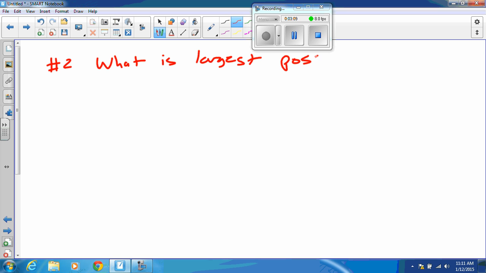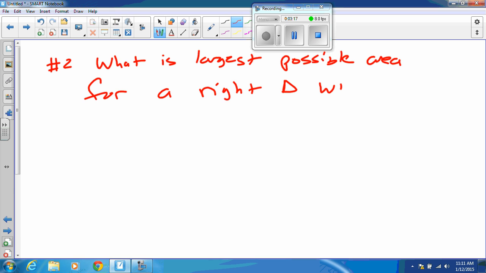So what is the largest possible area for a right triangle with hypotenuse 5? I think I heard you coming in, John, saying that the geometry problems were giving you fits. Just like getting the original equation. So this is a good example of that.